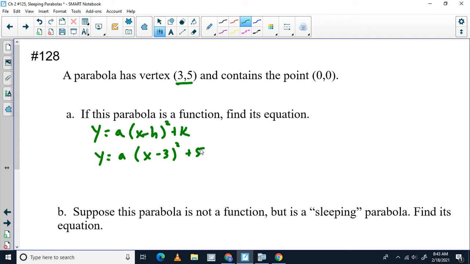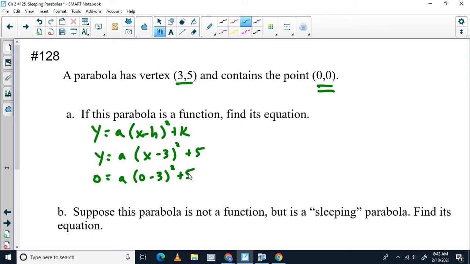Well, now I need to figure out my a value. That's where 0, 0 comes in. So I'm going to plug that point in. I'm going to plug 0 in for y and 0 in for x. And now I'm going to solve for a.